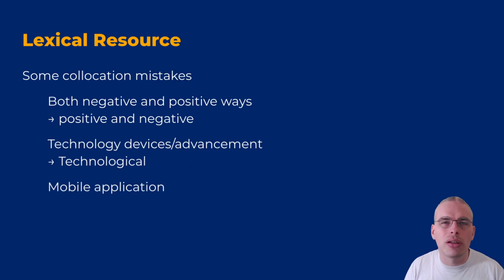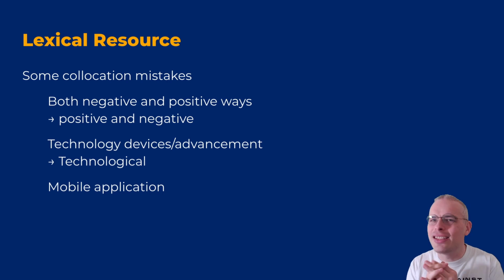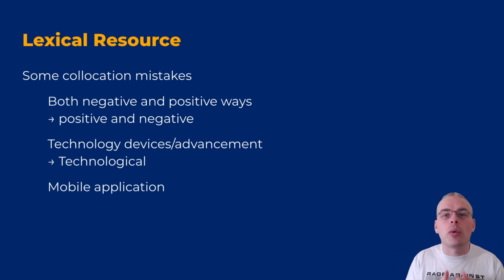Now, there are also a few mistakes, which I just want to highlight because it will really help you understand what collocation is. So the first one I think is kind of bizarre when you think about it. They said both negative and positive ways. And for whatever reason, when we use English, when we say positive and negative, it's always going to be positive and negative. It's really, really rare to hear negative and positive that way around. And I don't know why that is. That's just what people say. And that is an example of exactly what collocation is.